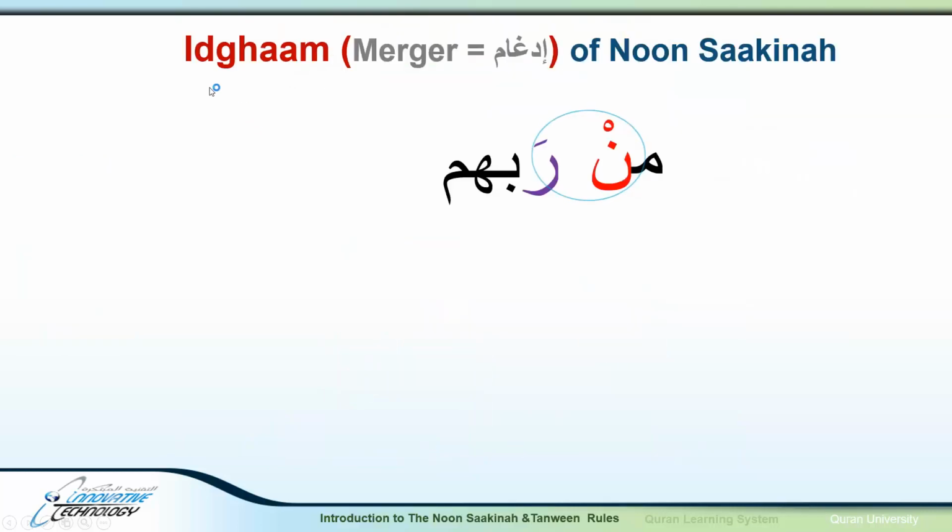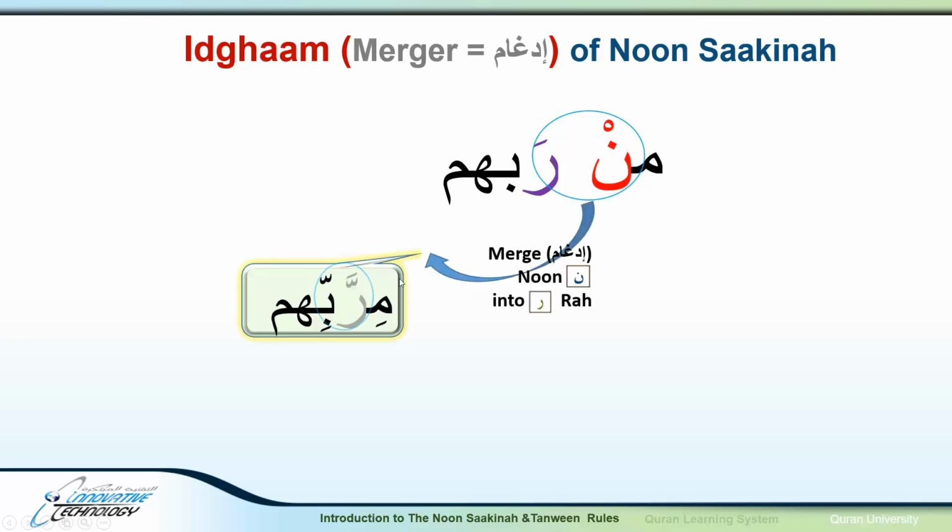In the introduction to the rules of Noon Sakinah Tanween, we gave an example on idgham. Idgham means assimilation or merger. And in the example we have given, min rabbihim, we can merge the two letters into one. So instead of saying min rabbihim, where each of the two letters, the noon and ra, are spelled clearly and independently, the noon would be totally merged into the ra, and that will make the noon disappear.